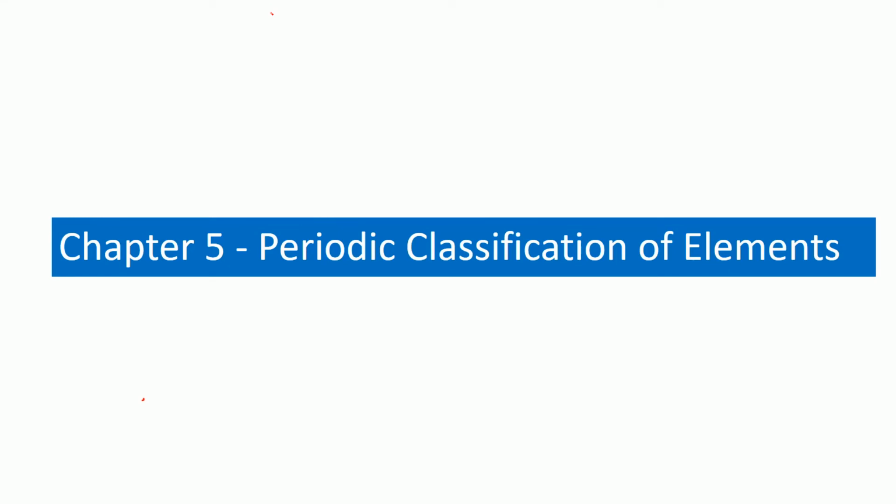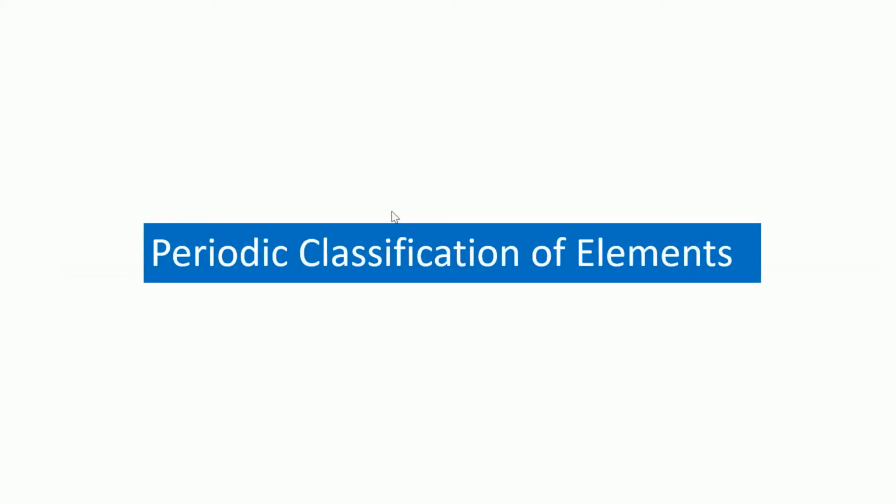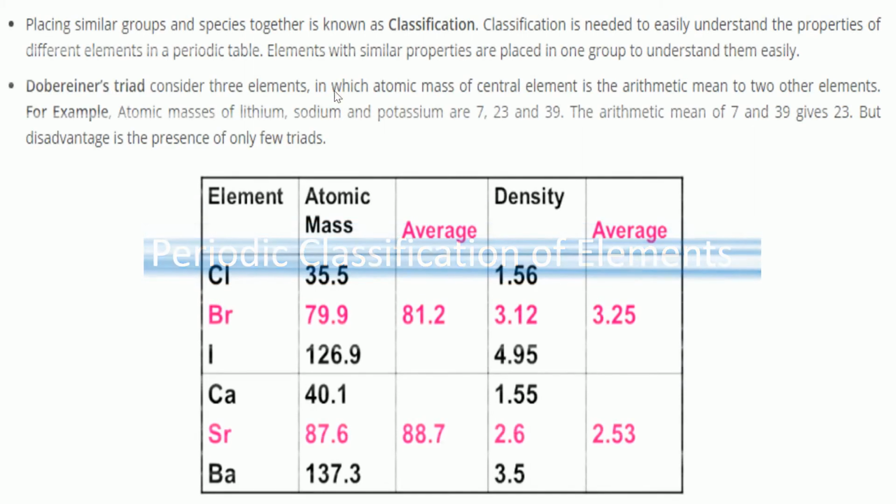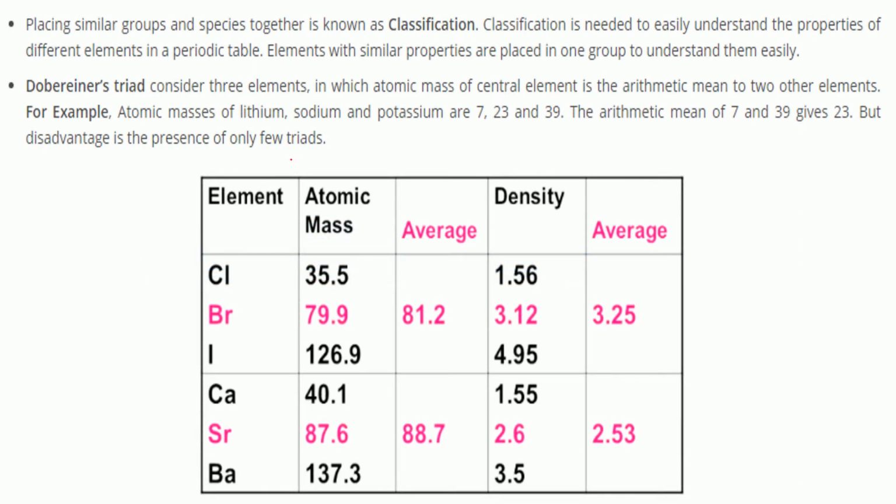We are looking at chapter number 5, which is periodic classification of elements. When there are an immense number of elements, it's a good idea to classify them in order to know and understand their properties.